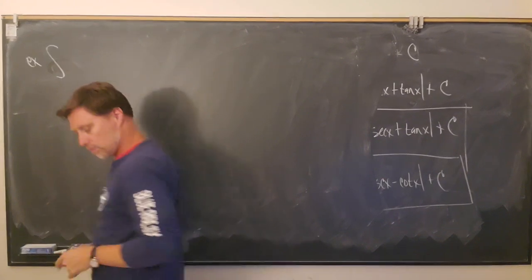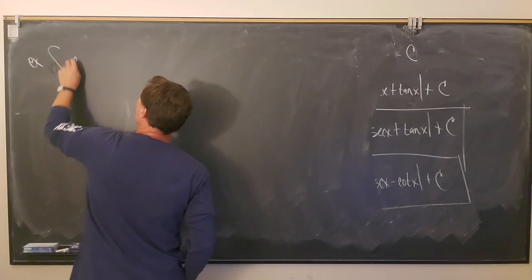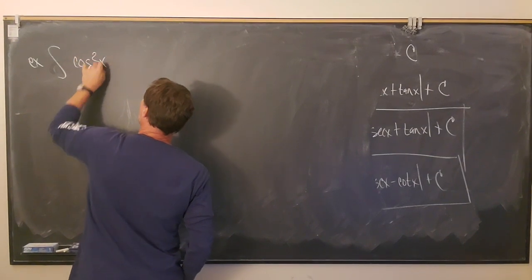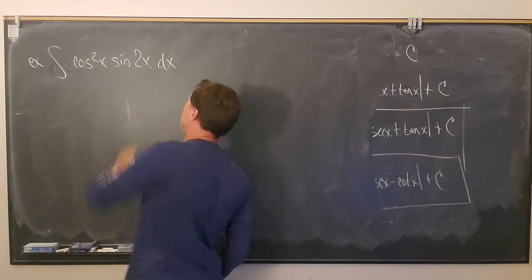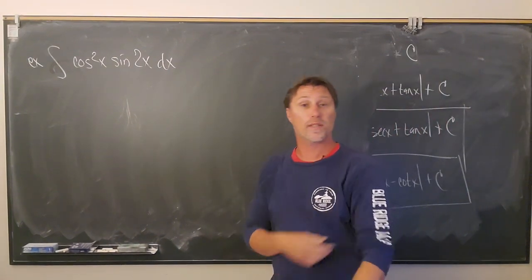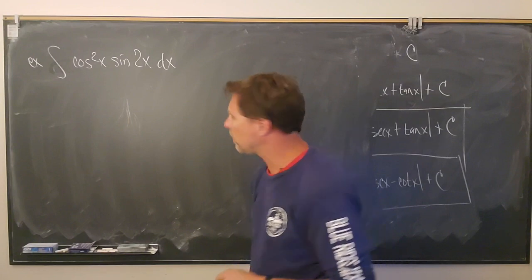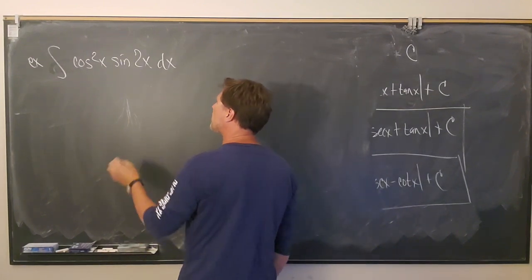Let's look at the integral of cosine squared x times sine 2x dx. Notice we haven't used identities 5 or 6 yet. Here's a place where using one of those will help. So there's actually 2 different ways to do this.